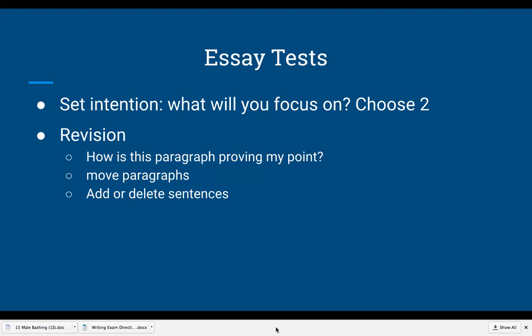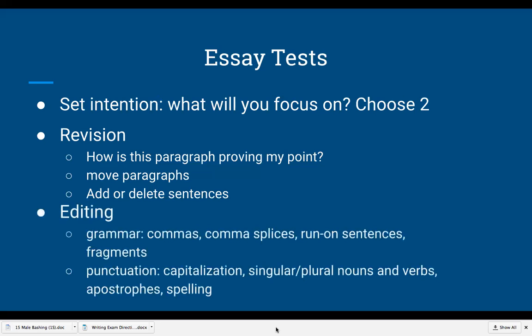So we're looking at adding or taking away sentences. We're looking at clarity and organization. We may need to add another paragraph. So it's big stuff, okay? The ideas. Editing, when we edit, we're looking at sentence level stuff. It's the smaller stuff. It's the last thing we're going to do before we hand in the paper.